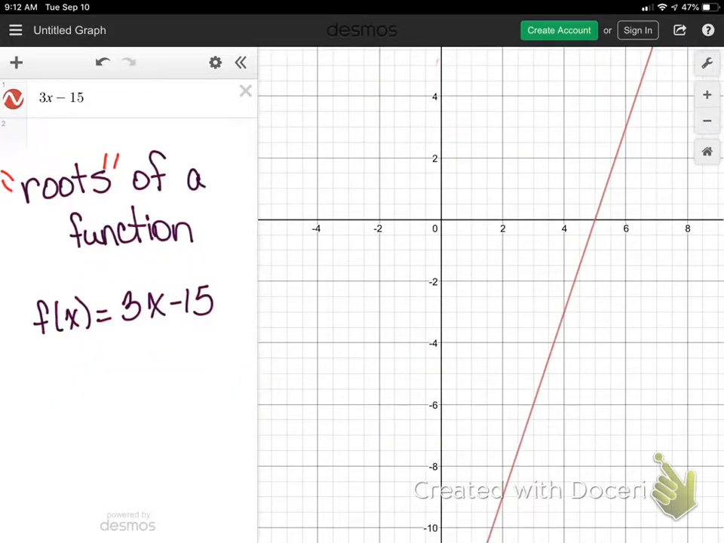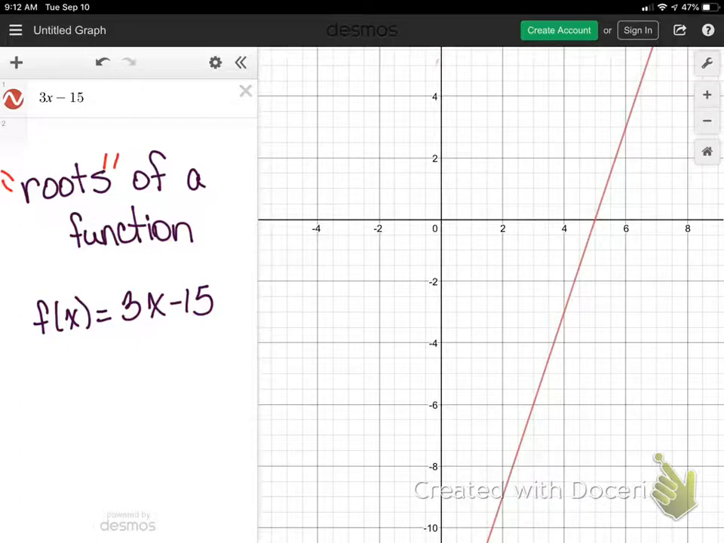Okay, our next vocab word that we're going to talk about is roots. Roots of a function. Okay? Roots of a function. So this function right here is f of x equals 3x minus 15. And I am being asked to find the root of this function. And this particular function only has one root. Okay? You have done this before. It's just probably not been called roots before.